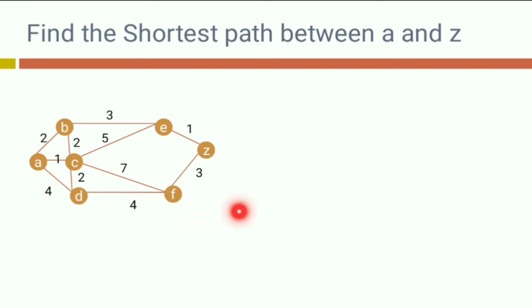We have this graph. There are 7 vertices here: A, B, C, D, E, F and Z, and each edge is assigned some weight. We have to find the shortest path between A and Z. I want to see how I can reach from A to Z by the shortest path. So how will we find this?